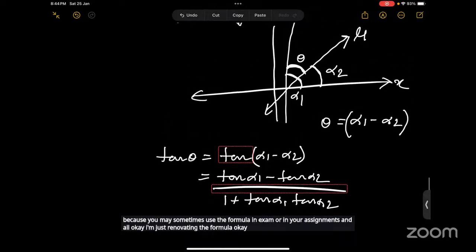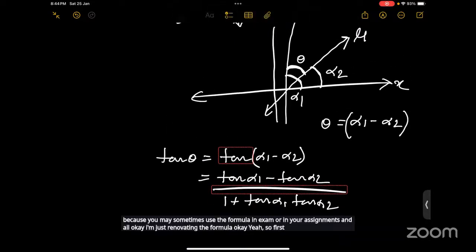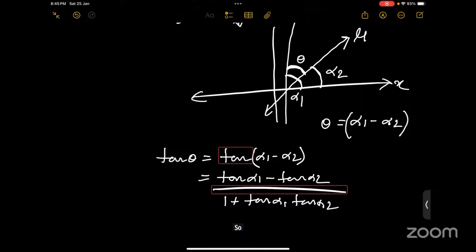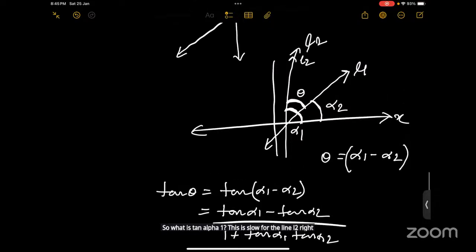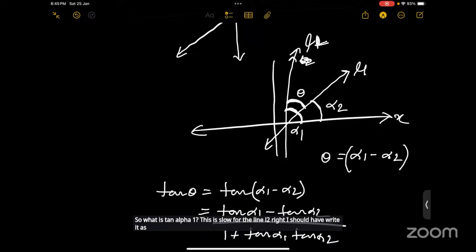First we know the angle theta is nothing but alpha 1 minus alpha 2. Then we know the formula for tan (A minus B), so we put it in. As a result, we get tan alpha 1 minus tan alpha 2 divided by 1 plus tan alpha 1 tan alpha 2. So what is tan alpha 1? This is the slope of the line L2, right? I should have written this as L1 and this as L2 for convenience, okay?